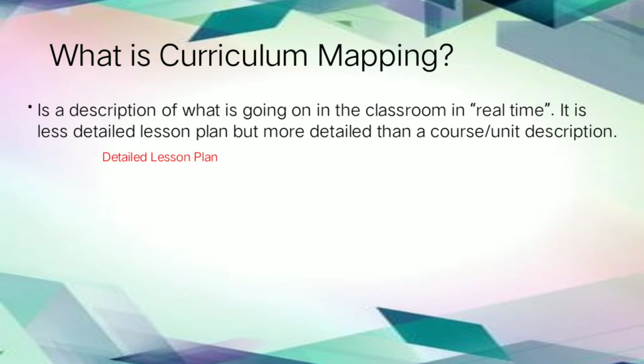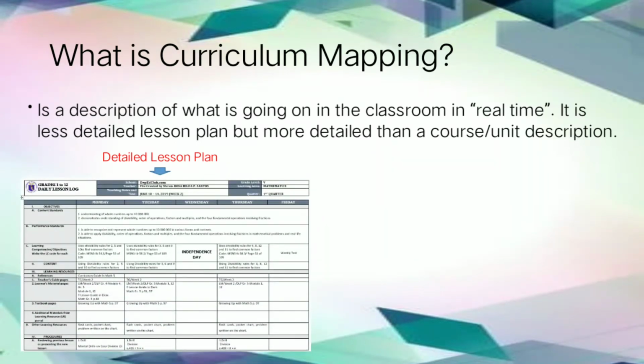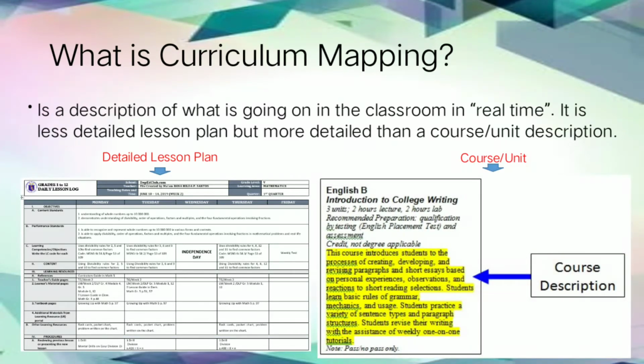So I have here an example of a detailed lesson plan and a course unit. So let's see the difference. This one is the detailed lesson plan and this one is the course unit. A lesson plan consists of different activities, everyday learning activities, while a course unit only indicates the brief summary of the significant learning experiences of the course.